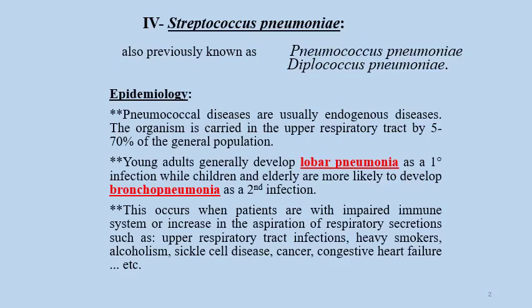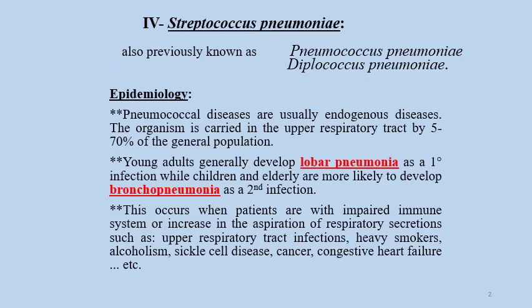Epidemiology. Pneumococcal diseases are usually endogenous diseases. Of course, the word endogenous means that they are a normal flora. They can be a normal flora in our body. The organism is carried in the upper respiratory tract by 5 to 70% of the general population. لما بتوصل لنسبة 70% يبقى معناها الأورجانيزم منتشر جامد قوي in the population.